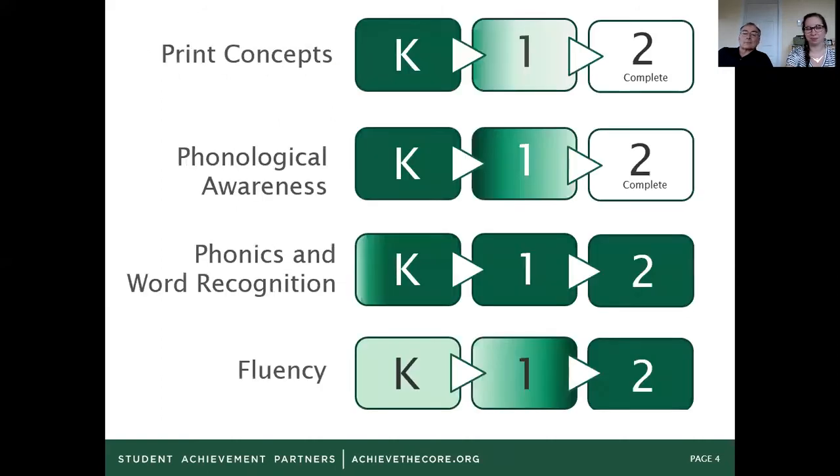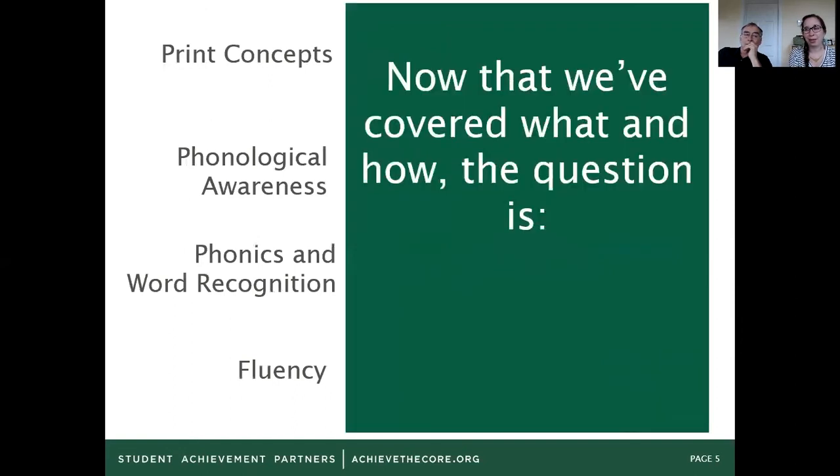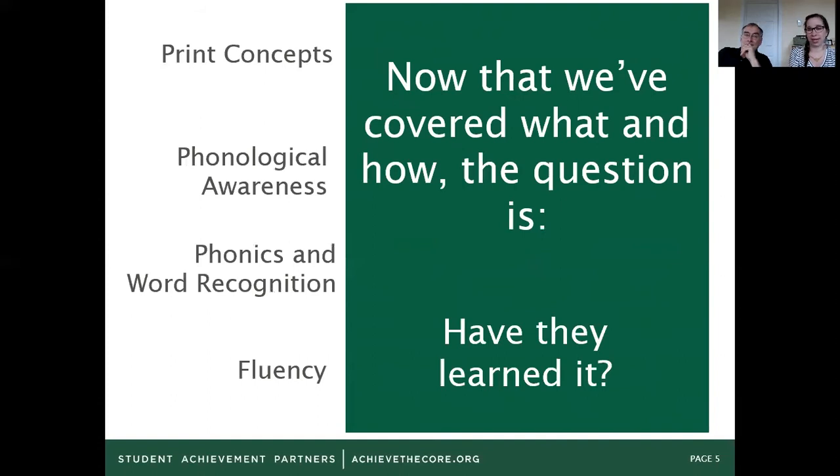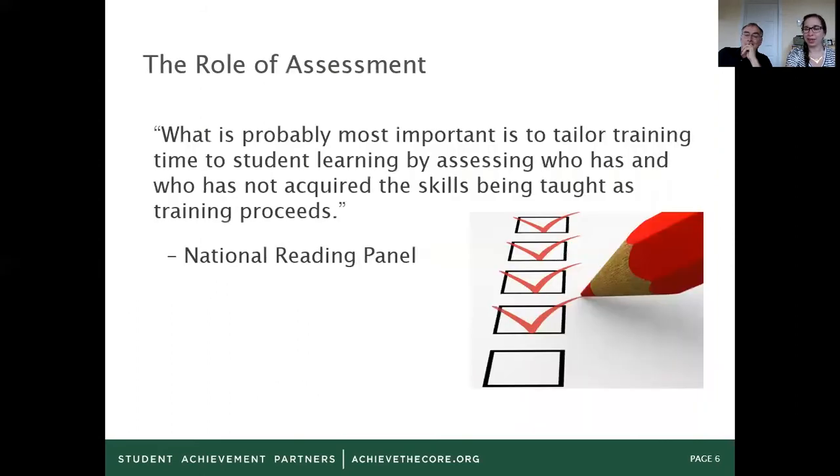So we've spent the past 6 weeks looking at all of the aspects of foundational skills, right? Print concepts, phonological awareness, phonics and word recognition, and fluency. And now that we've covered the content, we're really turning our attention to thinking about, have the students learned it? How do we know if the students have learned what it is that we've been trying so hard to teach them? The National Reading Panel has a quote here that speaks to the importance of assessment.